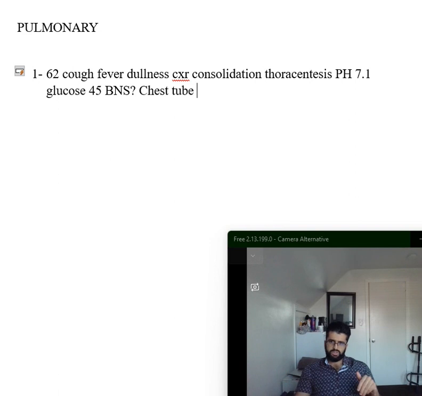The uncomplicated is lower, like pH is more than 7.2, glucose more than 60, leukocytes less than 50,000, and LDH less than 1,000. And then the gram stain in the complicated could be positive or negative, but in the uncomplicated it's negative. You give antibiotics for both, but for complicated you need drainage, you need a chest tube. Empyema is usually the advanced progression of complicated, usually called empyema. And then that brings us to another discussion.